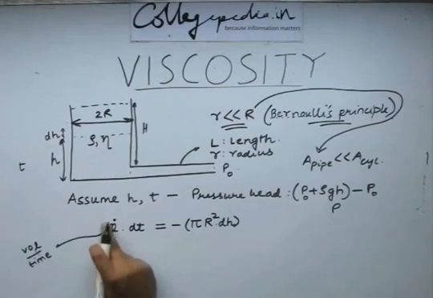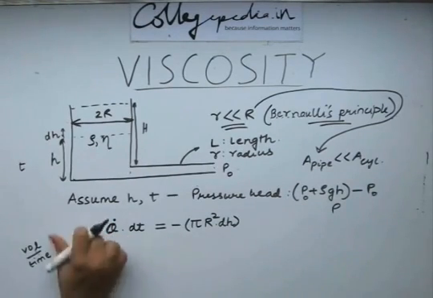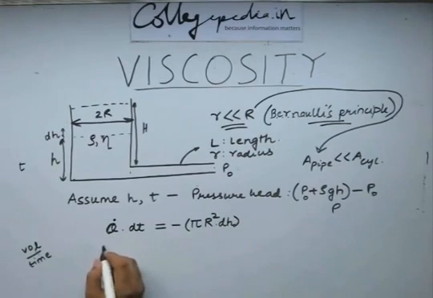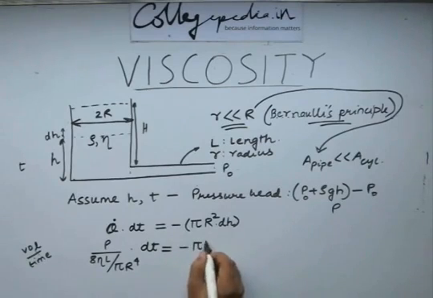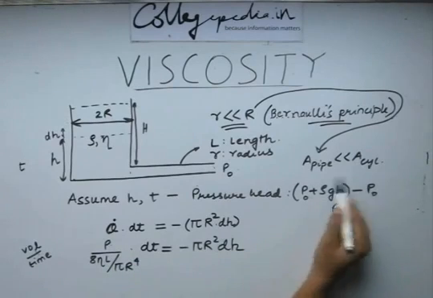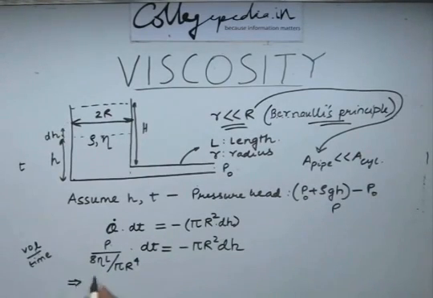Now what is this Q dot going to be? We derived earlier that this Q dot is nothing but P by 8 eta L times pi r to the power 4. This times dt is equal to minus pi r square dH. Now here this P is nothing but this quantity. So we will be having rho g h times this pi r to the power 4.